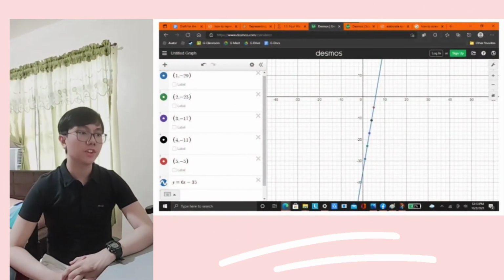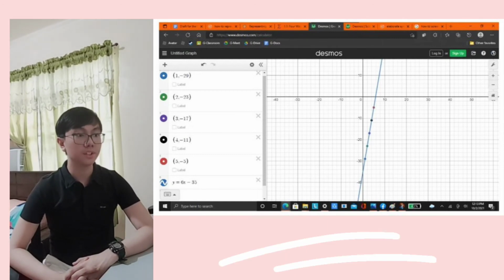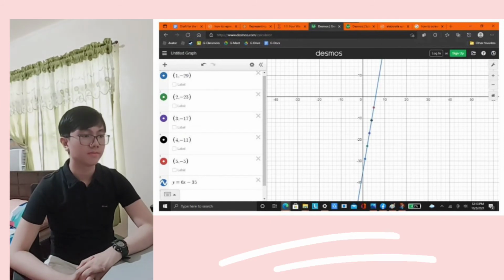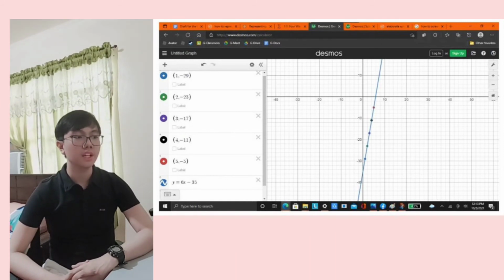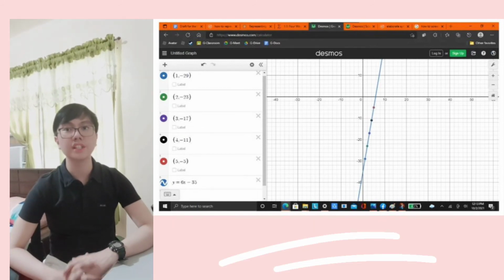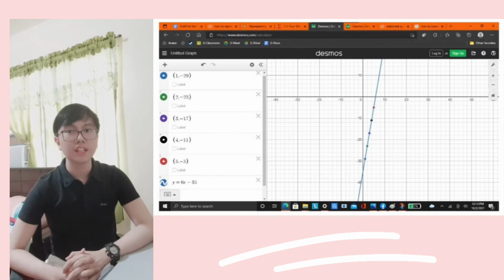Graphing using given coordinates. Representing functions can also be done through plotting given coordinates to create a graph. Using our previous example, f of x is equal to 6x minus 35 and its x and y values, we created a linear graph illustrating the expression.